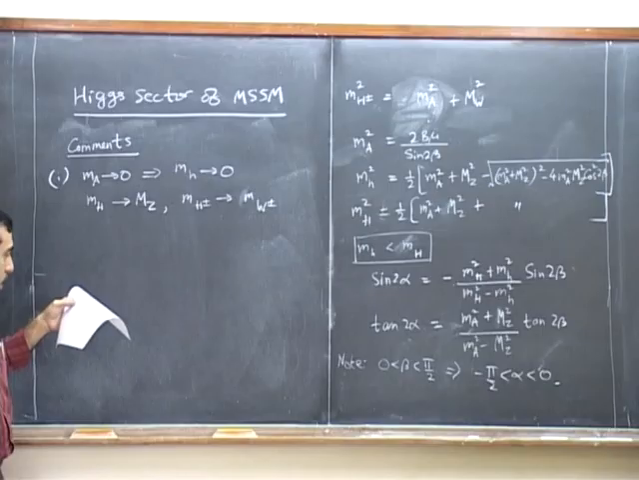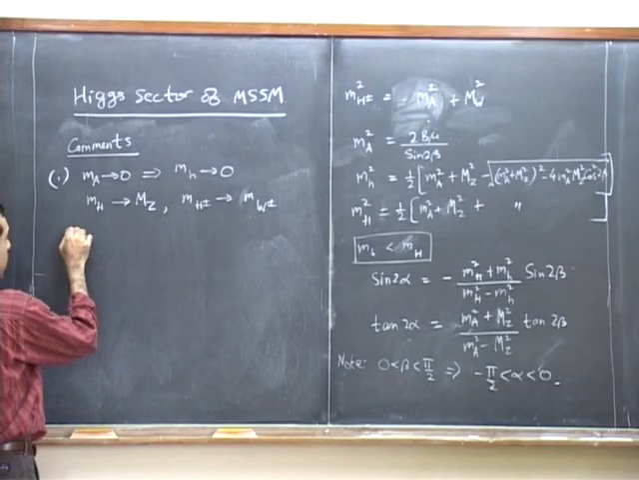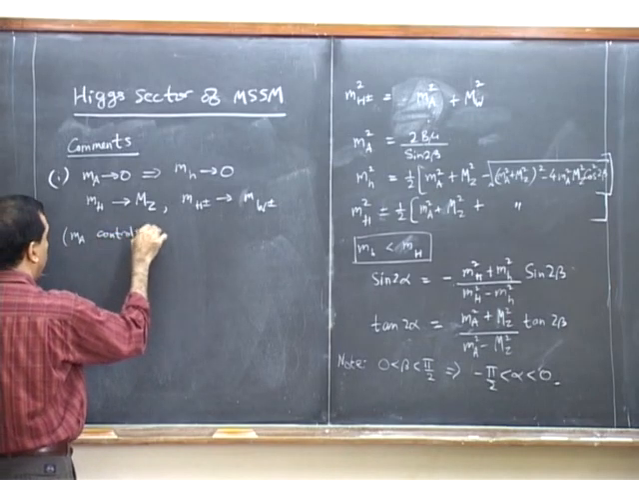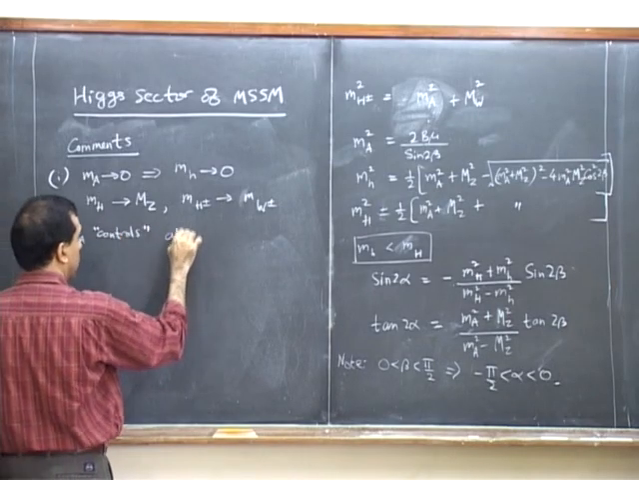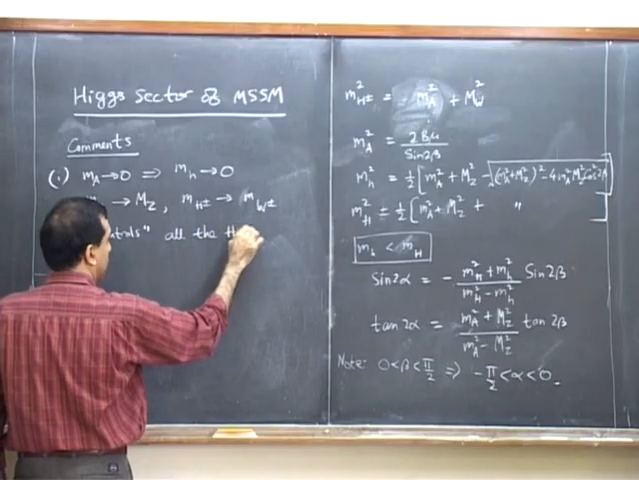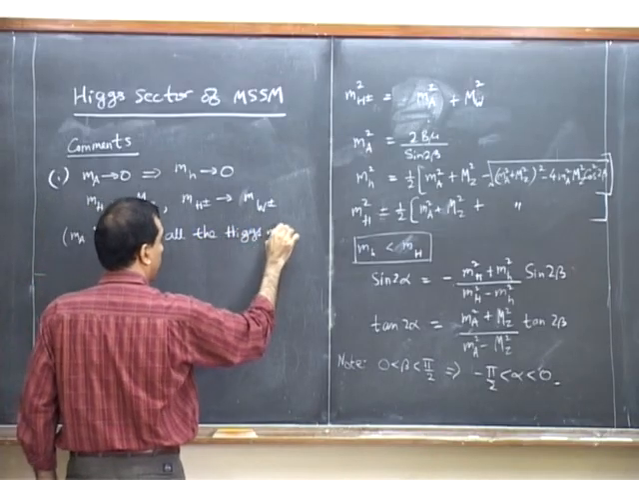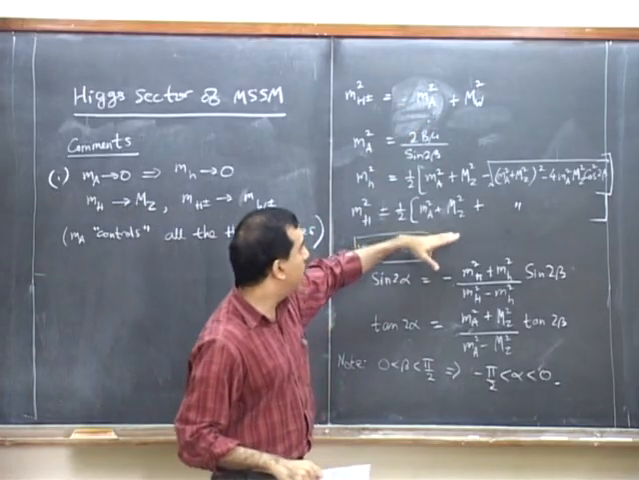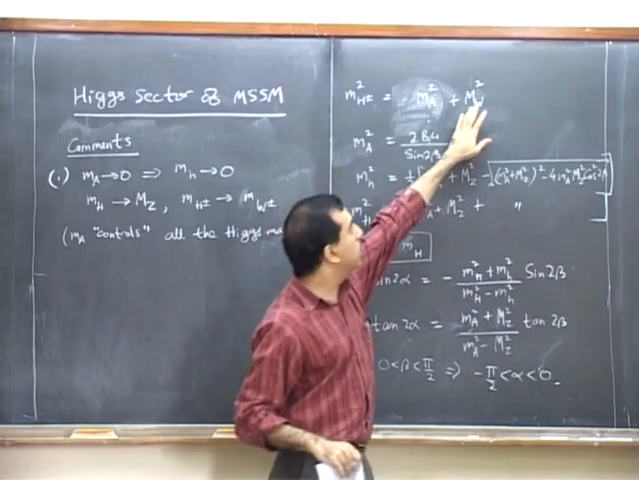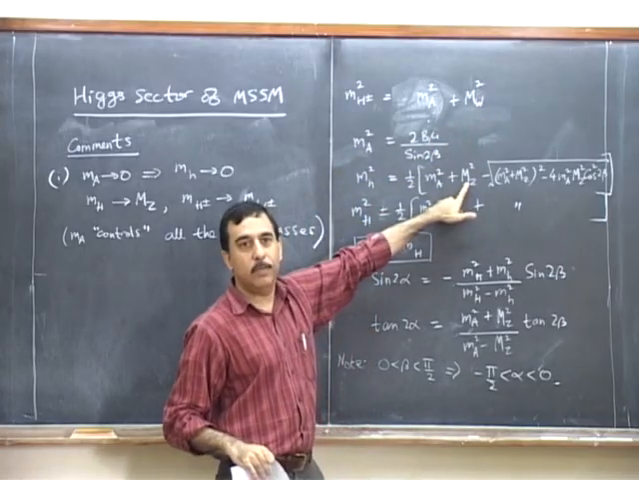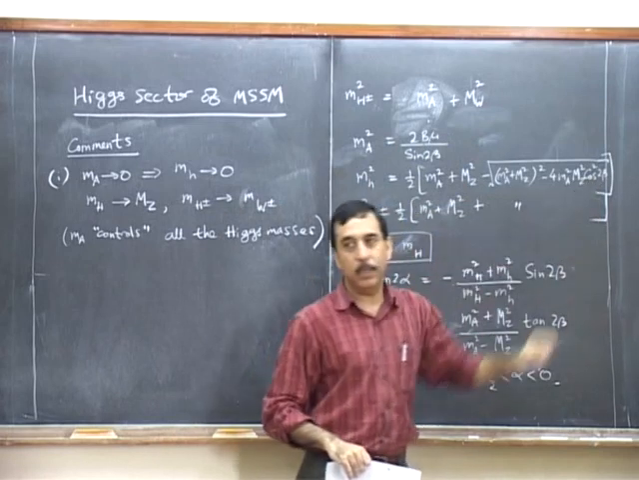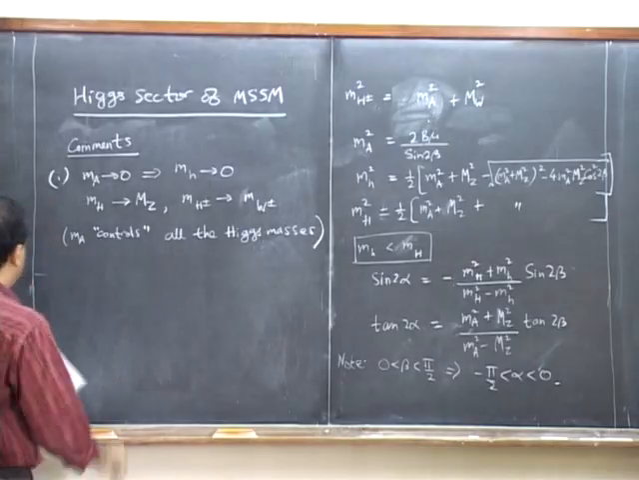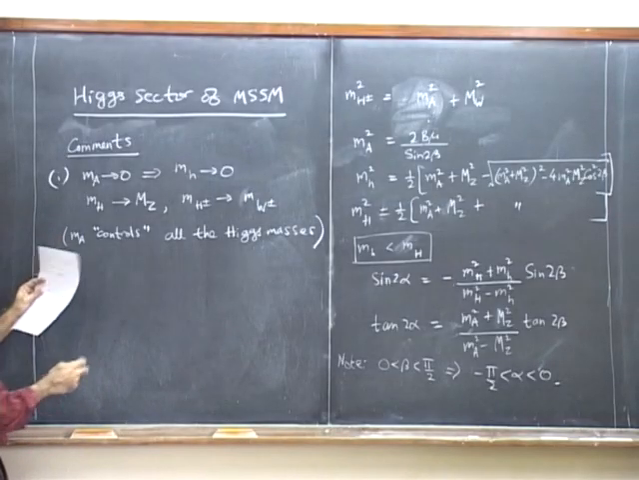Okay, so that's one. So the conclusion we draw from this is that MA controls all the Higgs masses. I mean, it was already obvious from the fact that all the Higgs masses depend only on MA as well as known quantities like MW and MZ, which we are not allowed to fiddle with, as well as beta. Okay. Now more interesting relations are the constraints.